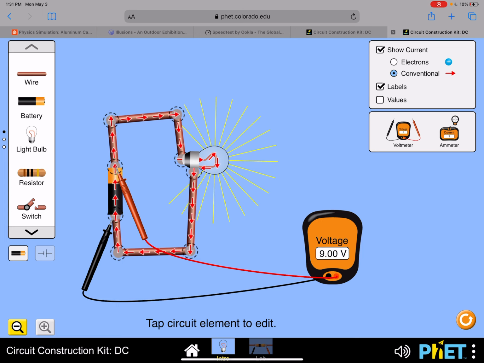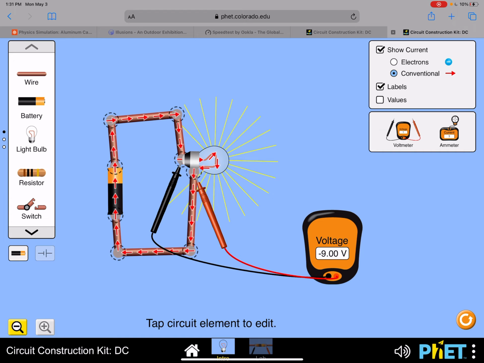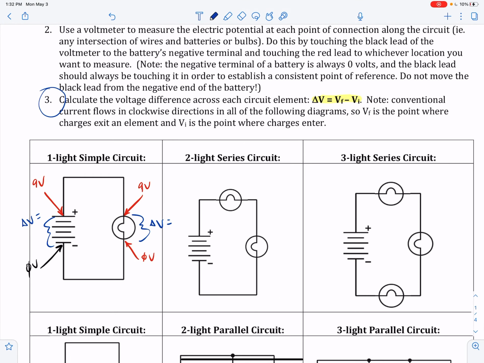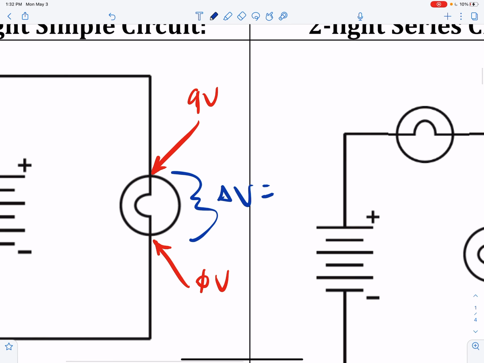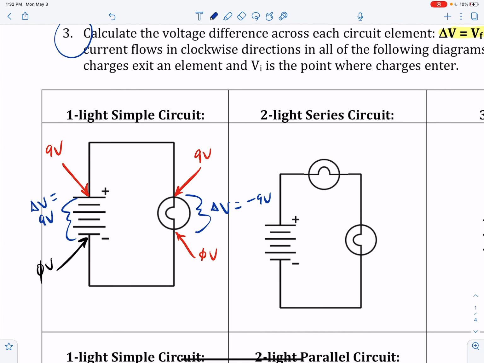If I'm looking at the light, now the exit point is this end of the light, and the entrance point would be there. Writing that down, here I would use 9 minus 0, and that gives me a delta V of 9 volts. Over here, using the conventional current direction, I would do this side minus this side, the exit minus the entrance. So this would give me negative 9 volts. All right, so that's the first one.